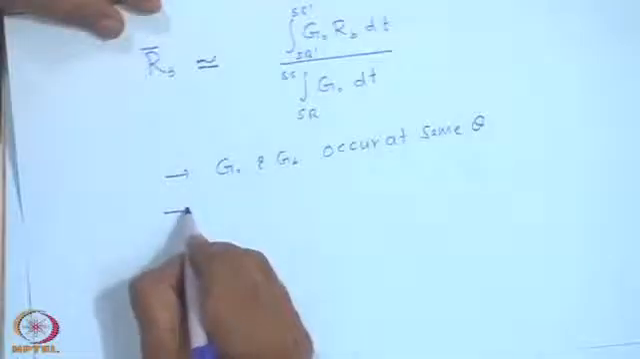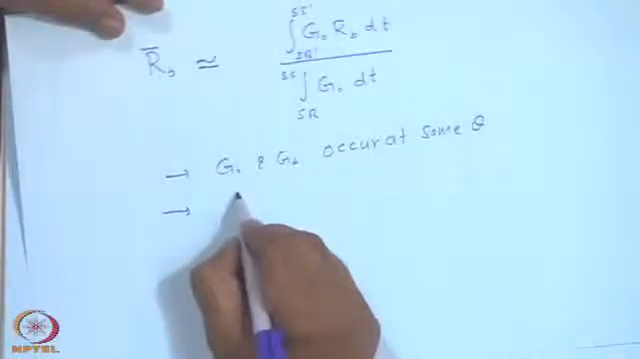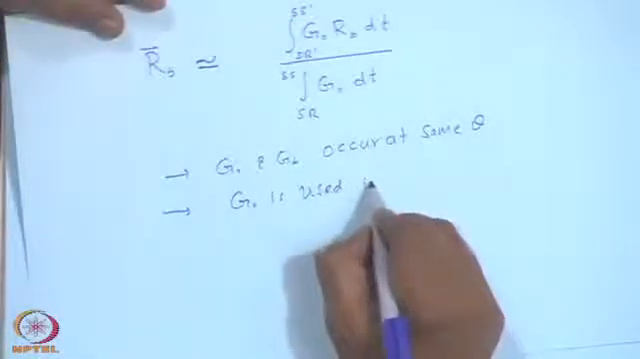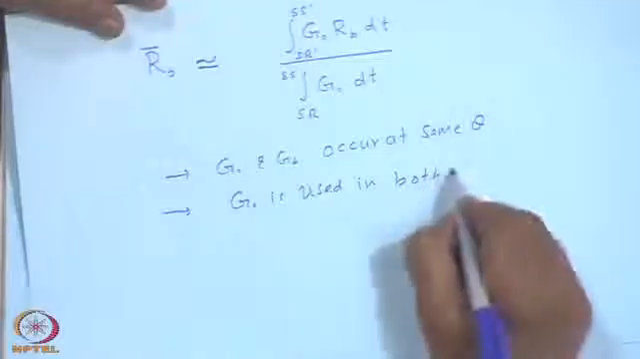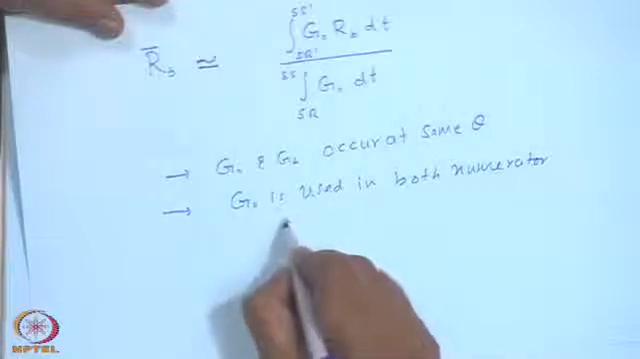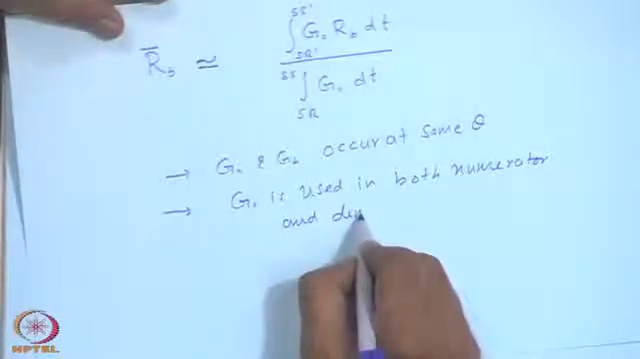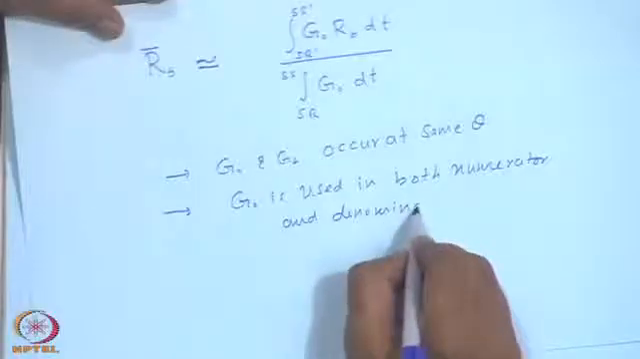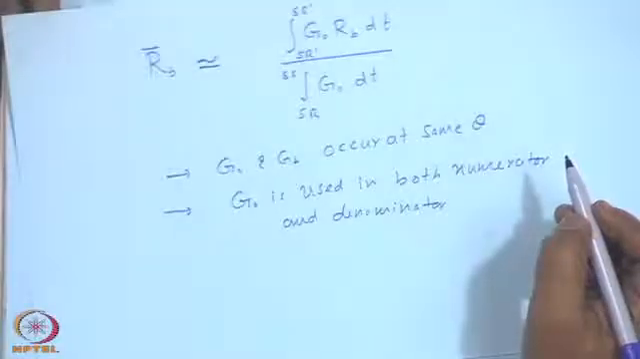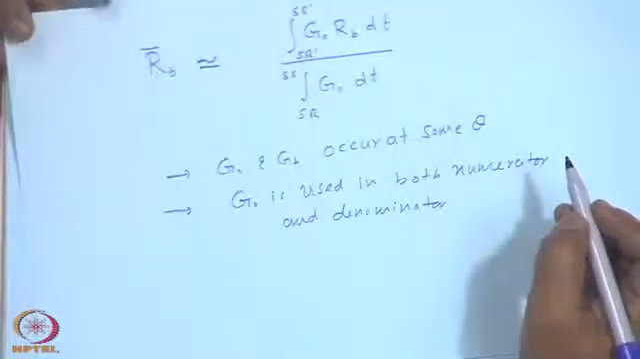The second justification is that G 0 is used in both the numerator and denominator. So, if there is an error in the numerator, there is some error in the denominator also, though not exactly the same. Consequently, some error is likely to get cancelled. So, this appears to be a good approximation.